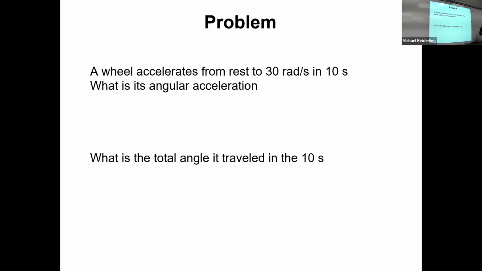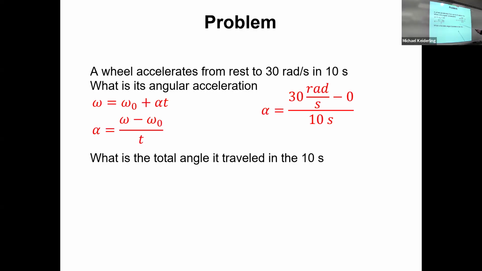A wheel accelerates from rest to 30 radians per second in 10 seconds. What's its angular acceleration, and what's the total angle it traveled in 10 seconds? So for this, angular velocity is initial angular velocity plus alpha t. So alpha is omega minus omega naught over t, 30 radians per second minus 0 over 10 seconds. Alpha is 3 radians per second squared.